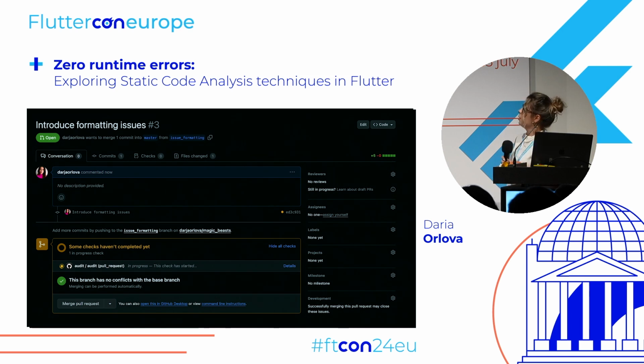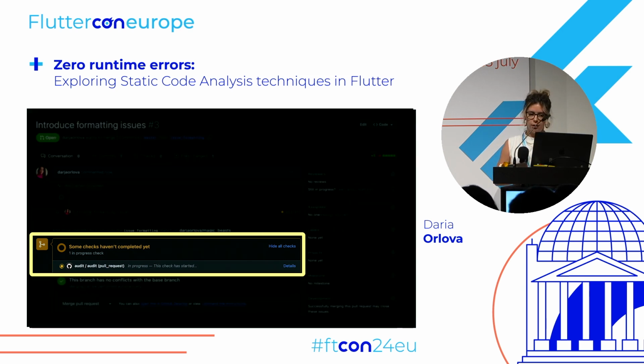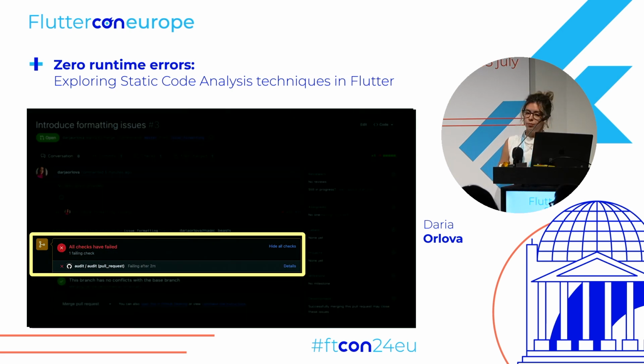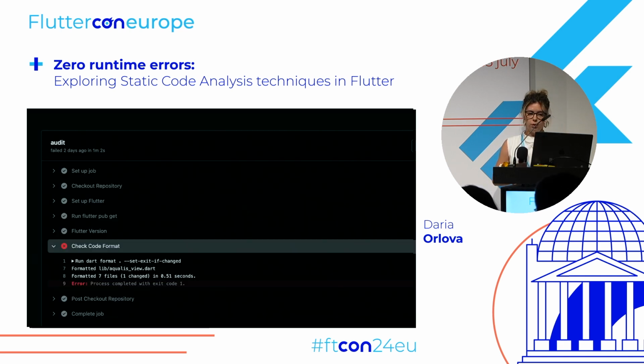For example, in GitHub, it looks like this. We have opened a pull request, and once we did that, we can see that the audit action check started. And in case something went wrong, you will see the failing check, meaning that you need to address the issues. So we can then open the details of our action and see that check code format step has failed, which means that we have formatting issues in our code.